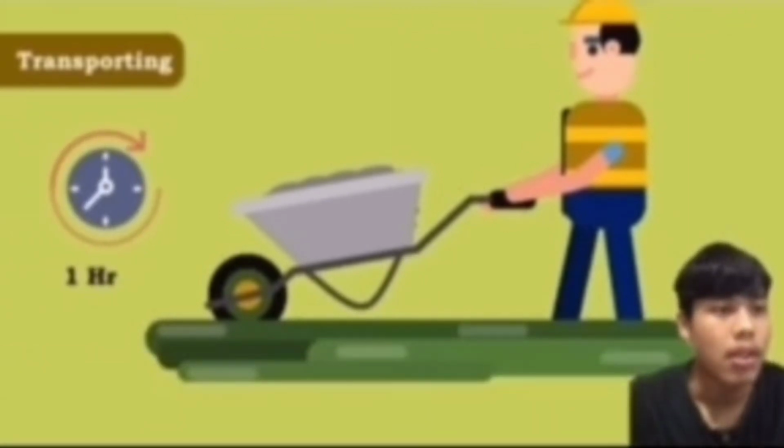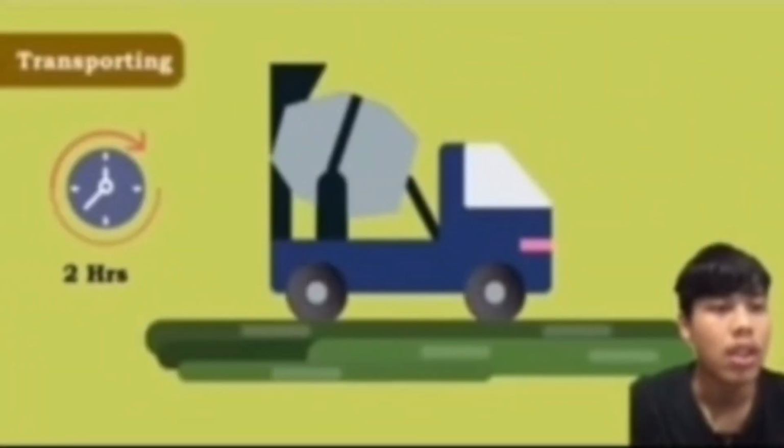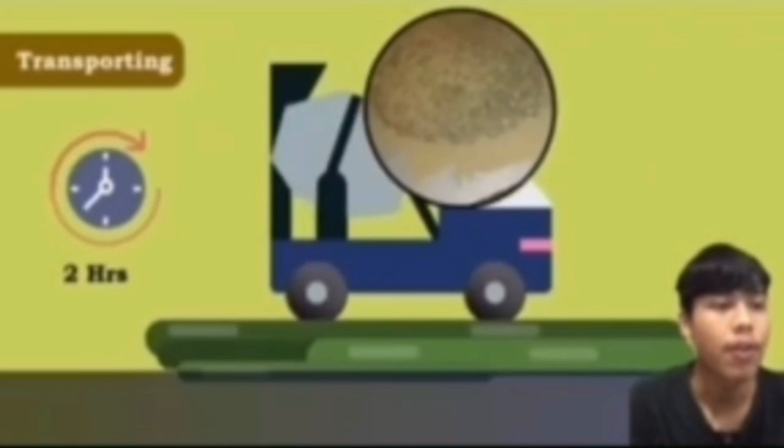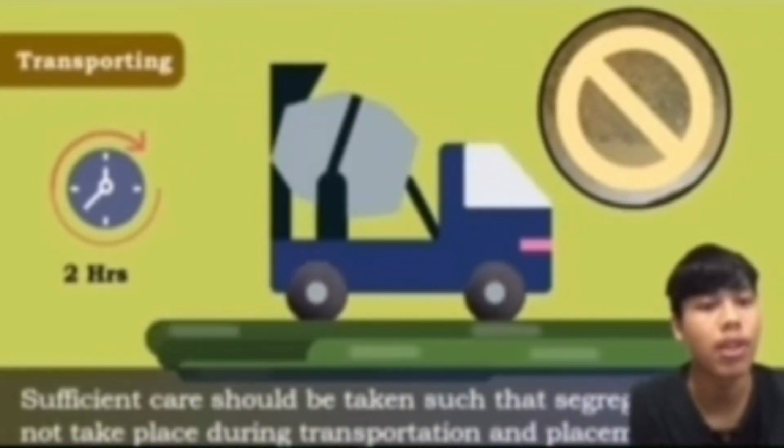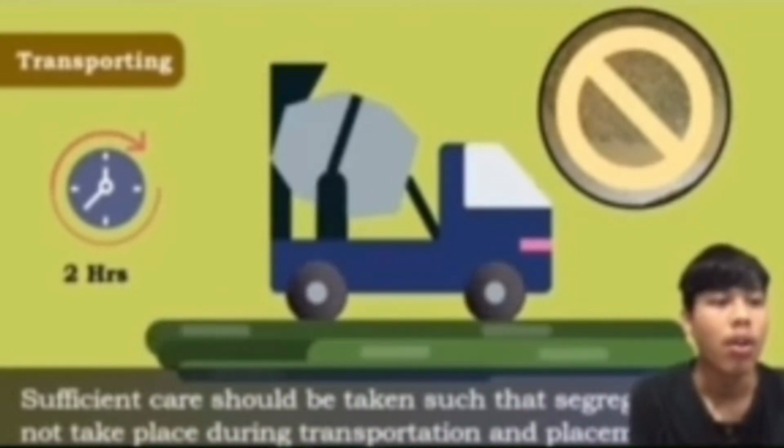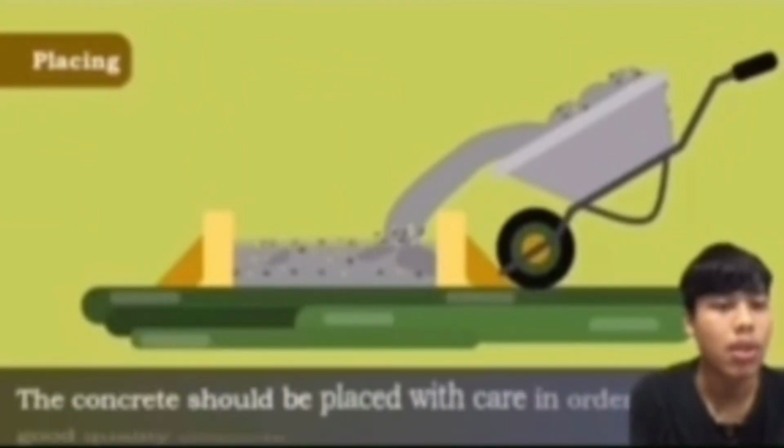Placing. Once the fresh concrete is transported to the place, the concrete should be placed with care in order to achieve good quality concrete. The quality of concrete should be secured such that the homogeneity achieved during mixing is maintained, and the segregation of concrete during transportation should be avoided. The allowable delay for dry mix in hot weather condition is half to 1 hour, and more for wet mix. In cold weather condition, it may be several hours.